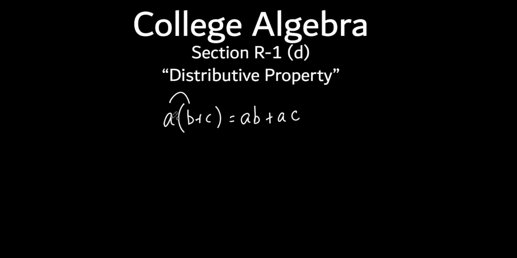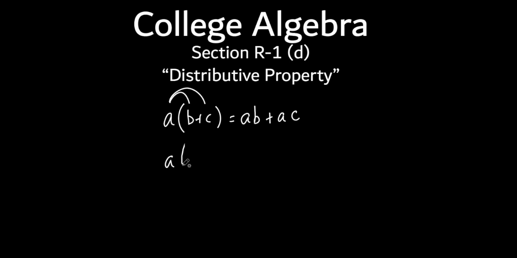Remember this? If this is being multiplied by 2 things that are being added in the parentheses, then you take that A, you multiply it by the B, then you take the A and you multiply it by the C. That's how we get AB plus AC. So this times B plus this times C.